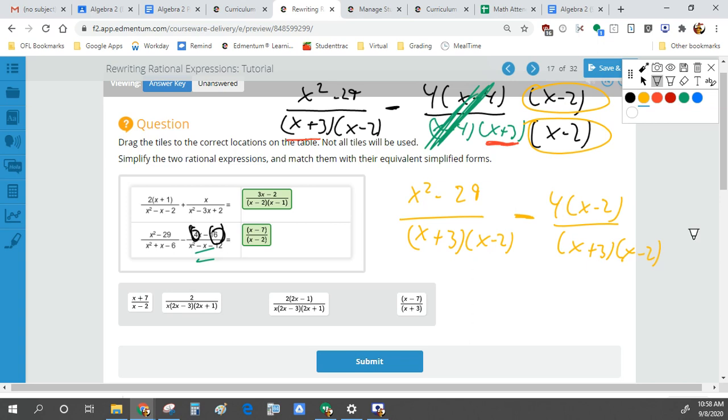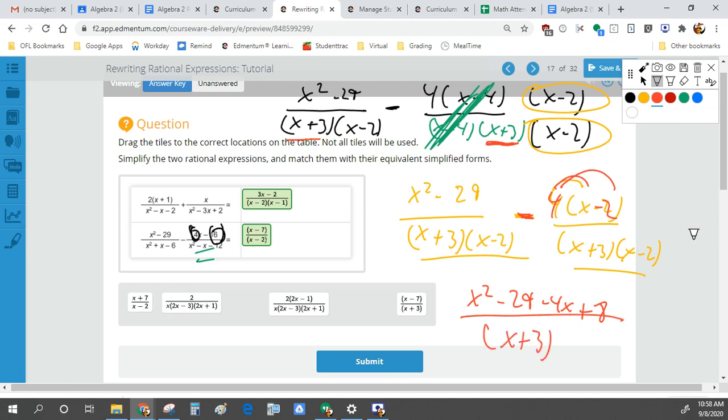Now this allows me to do something special. I can distribute here, and since these two are the same now, I'm going to do two steps. I'm going to distribute and combine these. So this becomes x squared minus 29. If I distribute this negative 4, I'm going to pretend this negative goes with that. I get negative 4x plus 8, because negative 4 times negative 2 is positive 8. This is all over x plus 3, x minus 2.